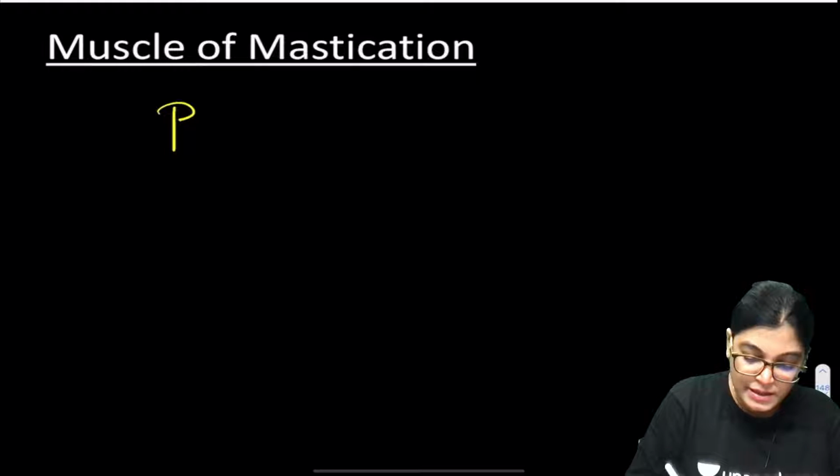So when we talk about this list of muscles, what is very important that we should know in detail is the primary muscles of mastication. There are also accessory muscles of mastication, that is digastric, mylohyoid, geniohyoid and buccinator, but we will concentrate on the primary muscles of mastication in more detail.